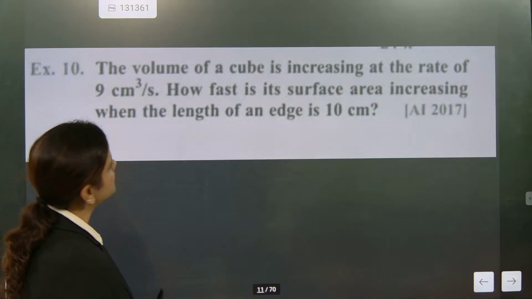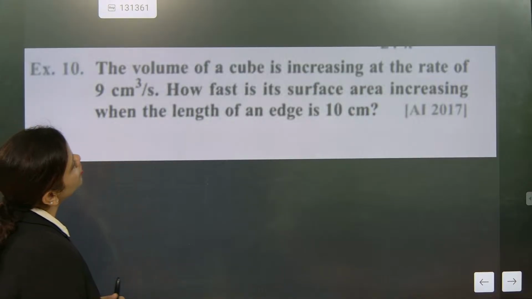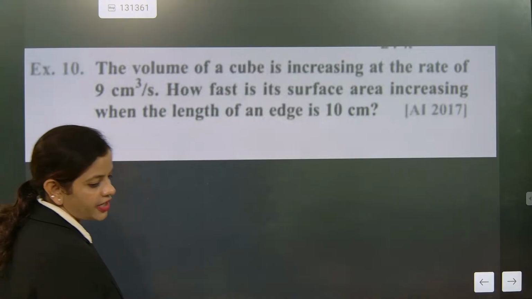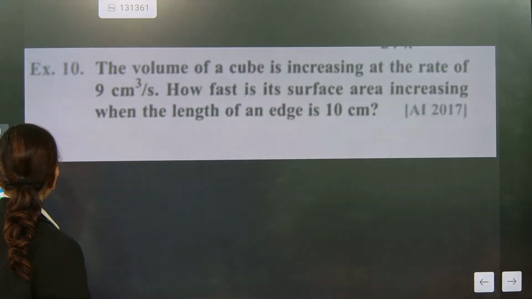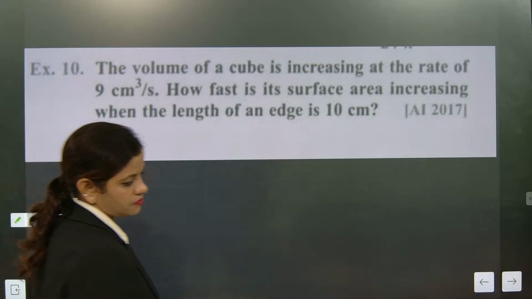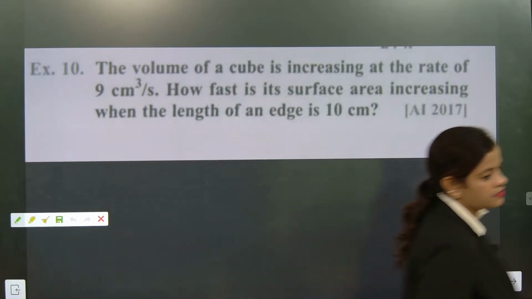Now try this question. 2017. The volume of a cube is increasing at a rate of 9 centimeter cube per second. Now solve this question and give me the answer, then I will solve it. Everyone try this question.